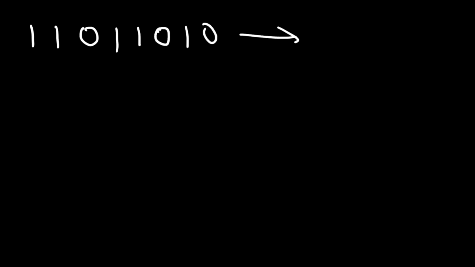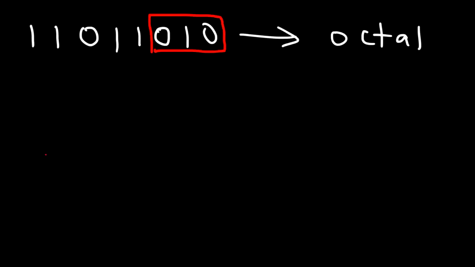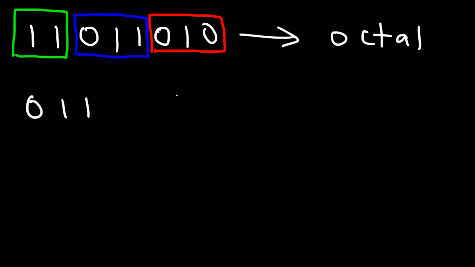Now, for the sake of practice, let's do one more example. So let's say we have the binary number 11011010. Go ahead and convert it into an octal number. Feel free to pause the video. So the first group of 3 is 0, 1, 0. And the second group of 3 is 0, 1, 1. And then the last one is 1, 1, but we're going to add a 0 to it. So it's 0, 1, 1, and then 0, 1, 1, and 0, 1, 0.